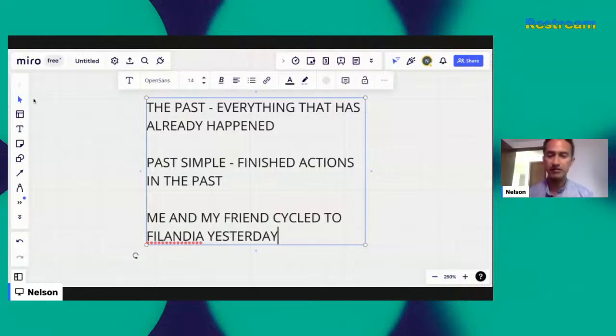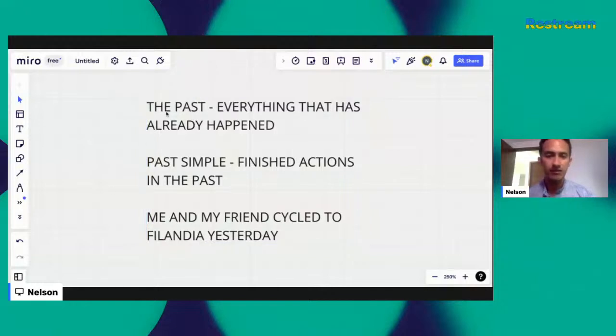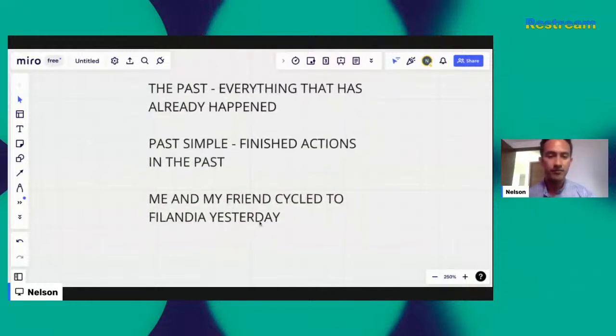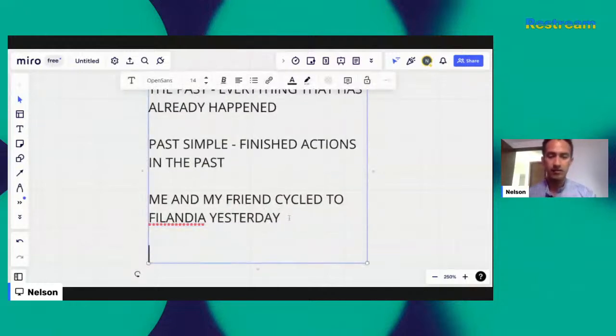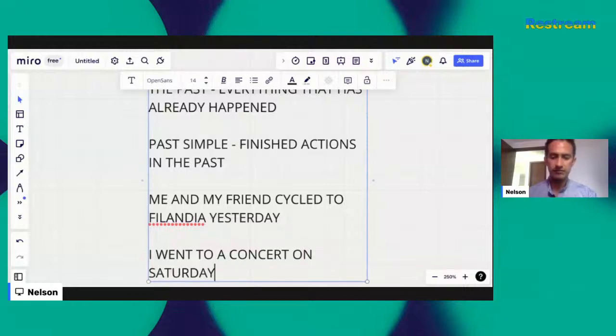You can also say something like, I went to a concert on Saturday. Yeah, this is also true. I went to a concert in Café del Alma. It was really nice. It was a really, really good concert. So this is the past simple.